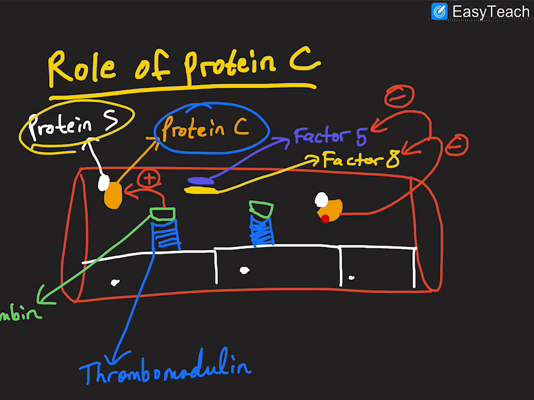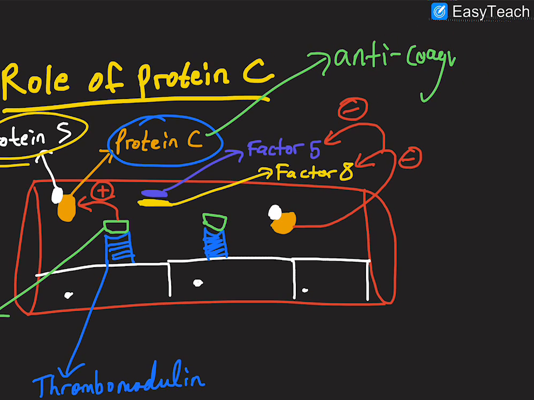So once protein C gets activated by thrombin bound to thrombomodulin, protein C, the activated form, can inactivate factor 8 and inactivate factor 5. So if you do that, then you become anticoagulant. So you become antithrombotic. So protein C is an anticoagulant, because it inhibits your clotting factors like factor 5 and factor 8.